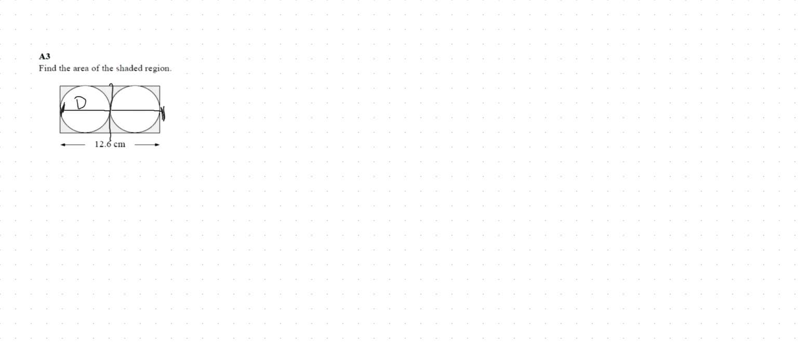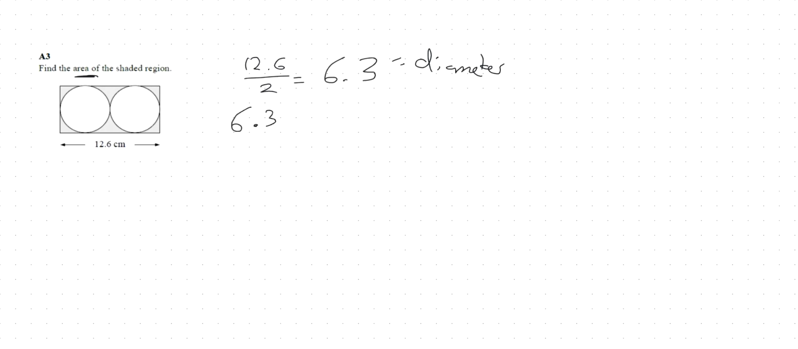Okay, so first things first: 12.6 divided by 2 equals 6.3. Okay, so that is equal to my diameter. But because we're still dealing with the area based off of what the question says, I'm now going to need a radius. So I'm going to half it again. 6.3 divided by 2 equals, what have I got? I'm just going to do it on my calculator to avoid any mistakes. 3.15. Okay, and that's now my radius.